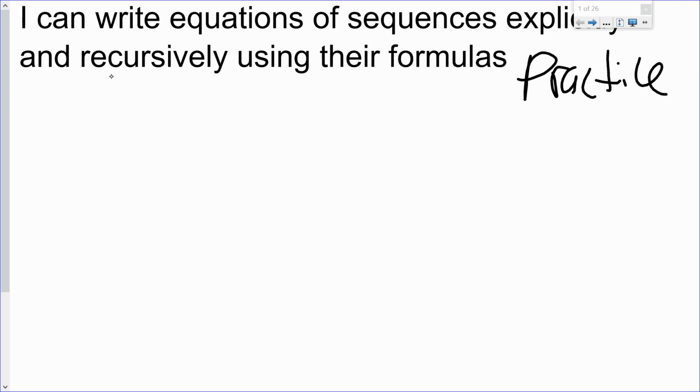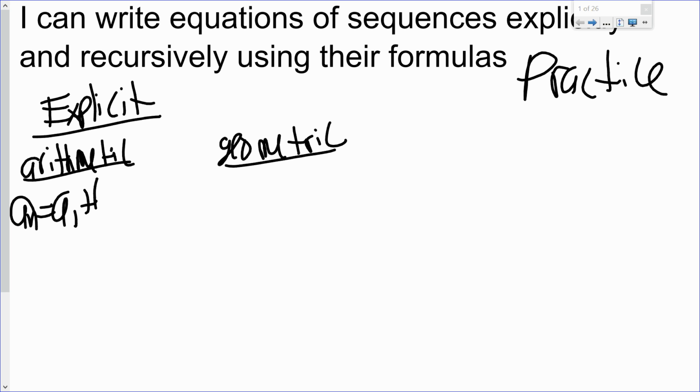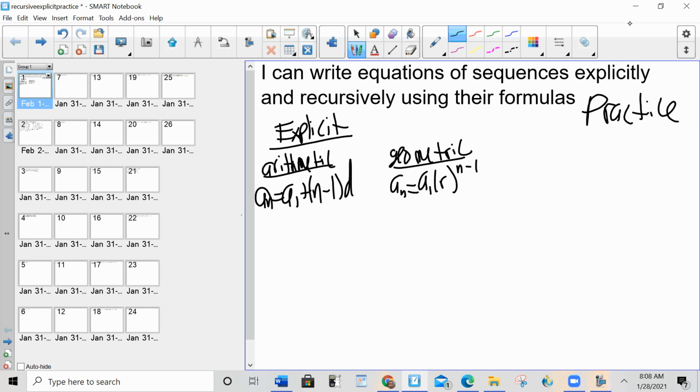Let's start with your explicit formulas. These are given to you on your reference sheet. There's arithmetic, and there's geometric. Arithmetic: an equals a1 plus n minus 1 d. Geometric: an equals a1 r to the n minus 1. They are both given to you on the reference sheet. You just need to know when to use which.